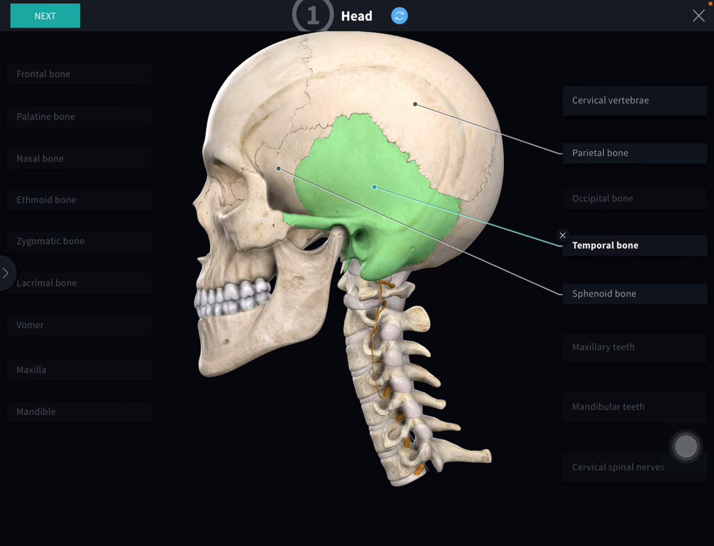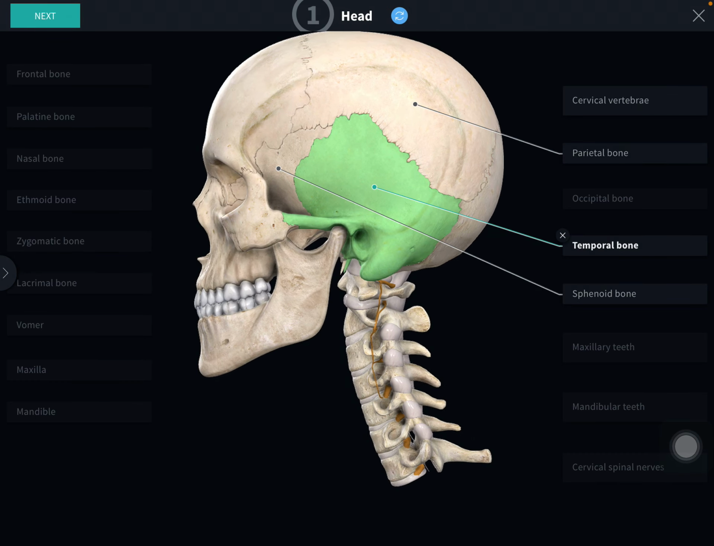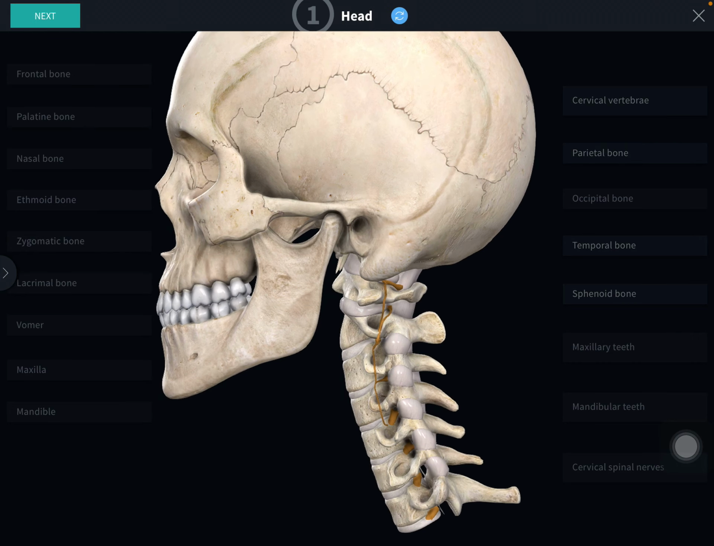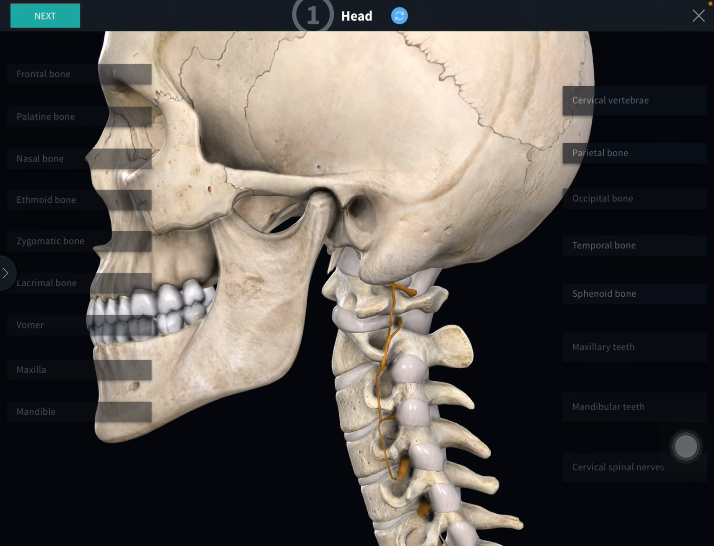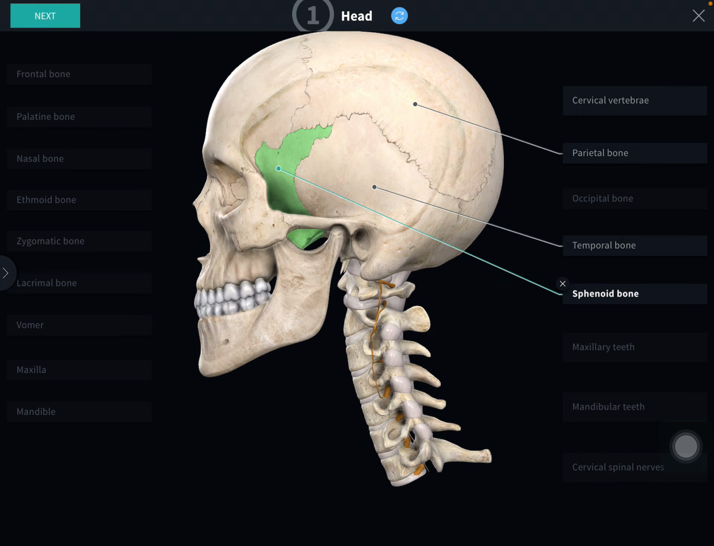This is the temporal bone, which has four parts. The upper part is the squamous part, and the petromastoid part, the styloid process, and the tympanic part, which forms part of the external acoustic meatus.